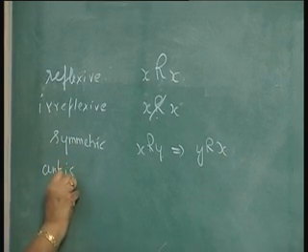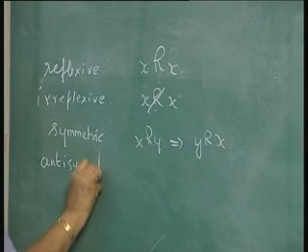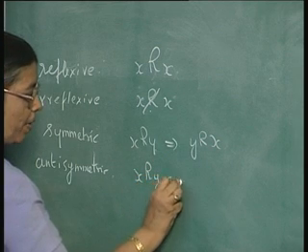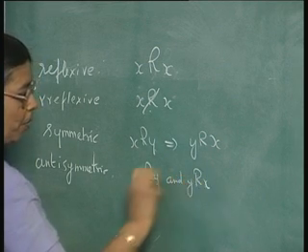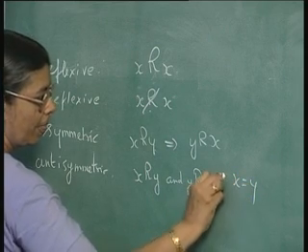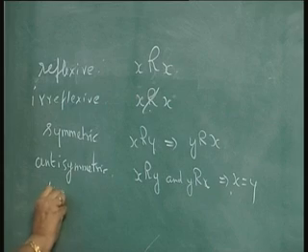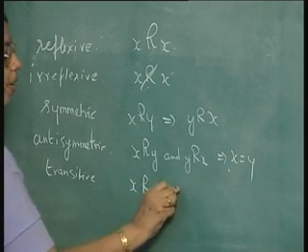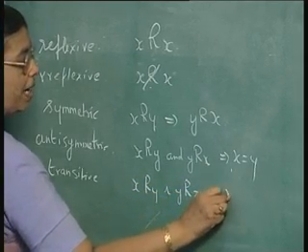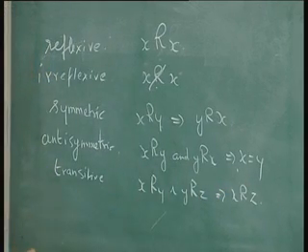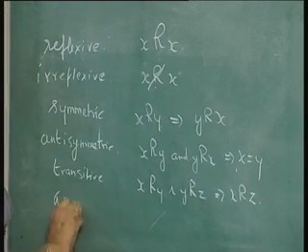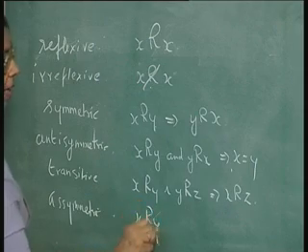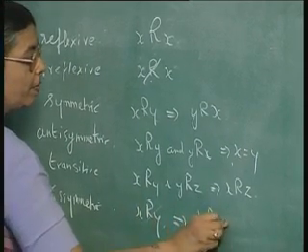Antisymmetric means if x is related to y and y related to x, if both these hold, that means x is equal to y. Transitive would mean x is related to y and y related to z means x will be related to z. Asymmetric would mean if x is related to y implies y not related to x.